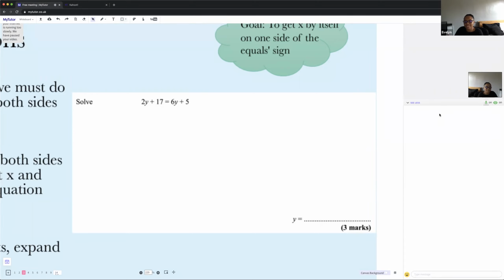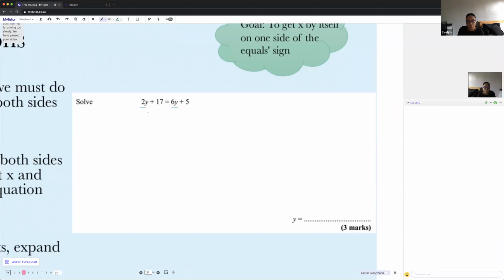Brilliant, seeing some good answers here. Cool, let's have a go at it. So if we look for the smallest letter first, in this case, we have 2y and a 6y. The smallest one between them is the 2y, so we're going to move that one.